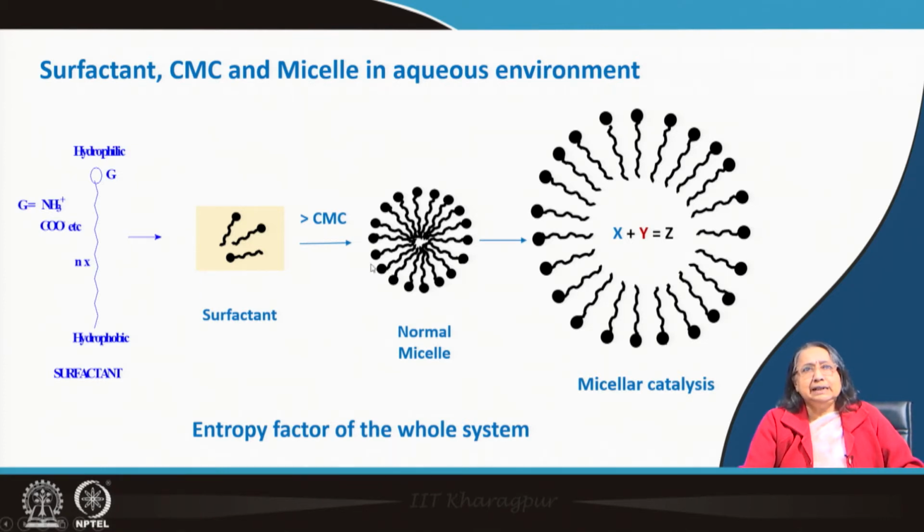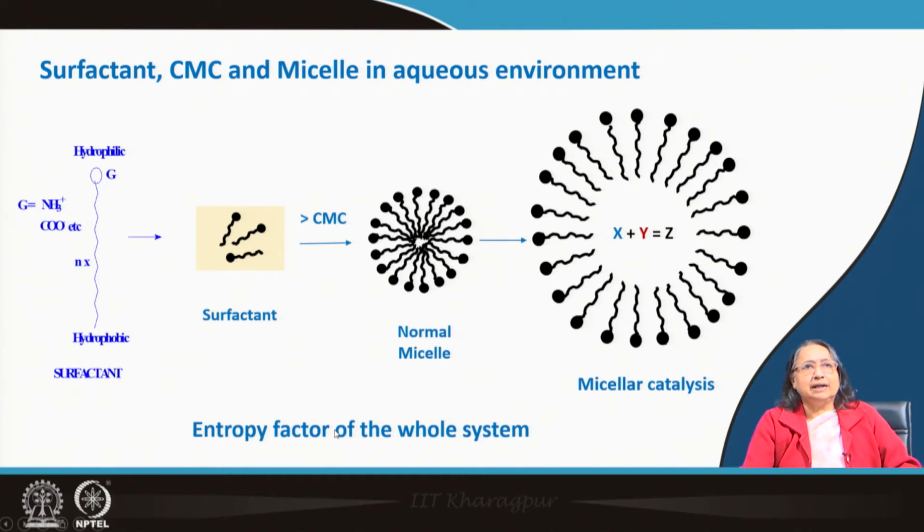Now, in this core some reaction can occur, which is called the micellar core. So, micellar catalysis can happen here. For example, there are X and Y that can react to form Z. This can happen here in the micellar core, and this is called micellar catalysis.